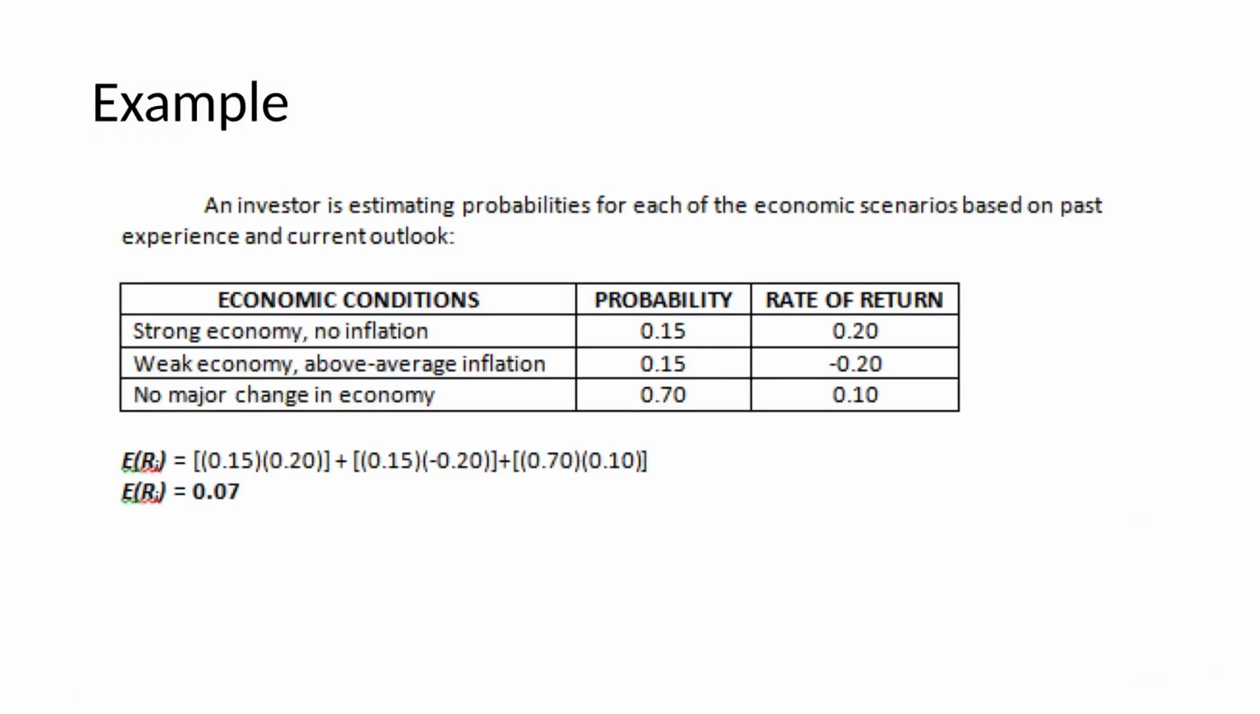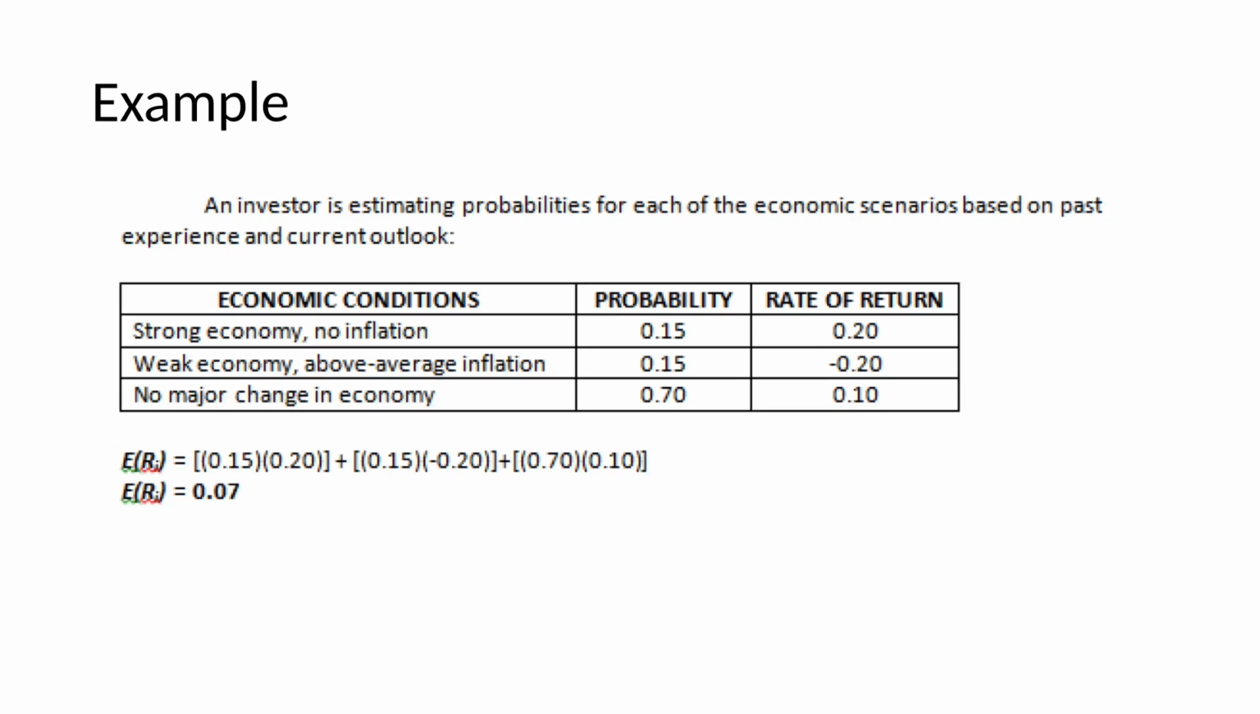Using the formula in the previous slide, we now have this example. An investor is estimating probabilities for each of the economic scenarios based on past experience and current outlook. On the table, on the first column, we see 3 different economic conditions. On the second column, we have the different probabilities of earning a specific rate of return given the economic conditions. And on the last column, we have the rates of return.